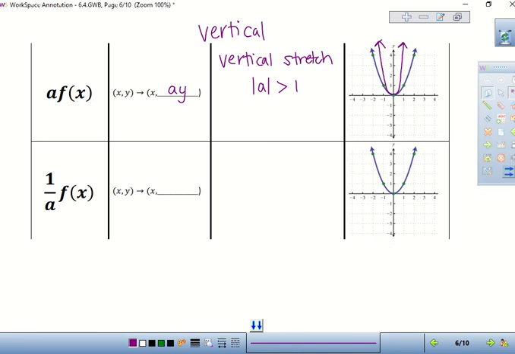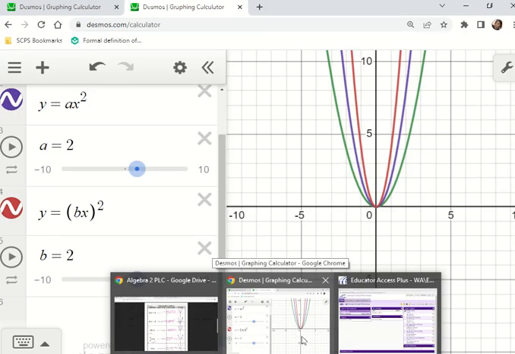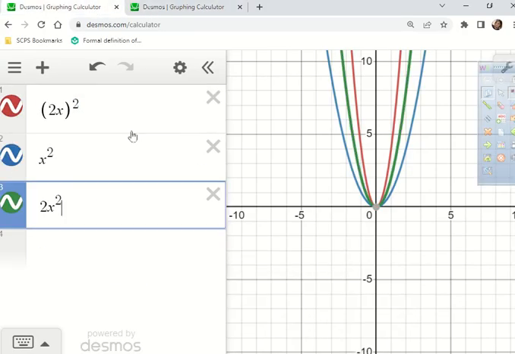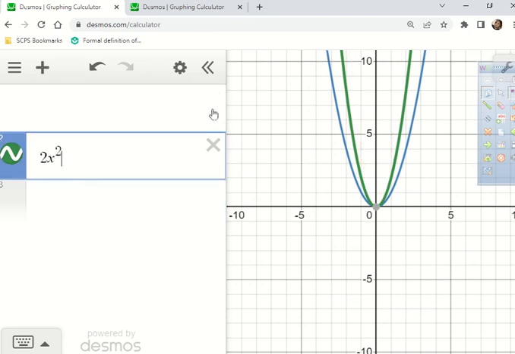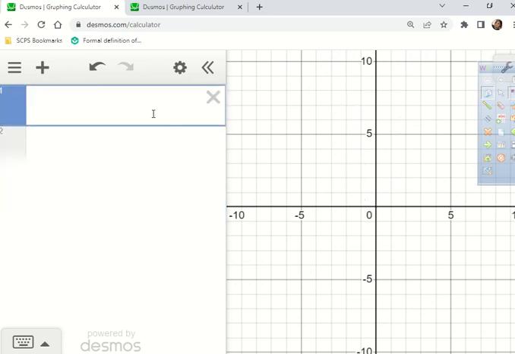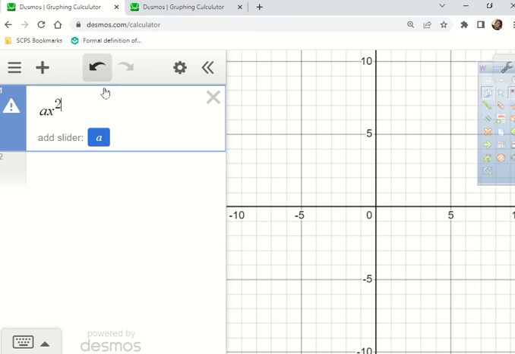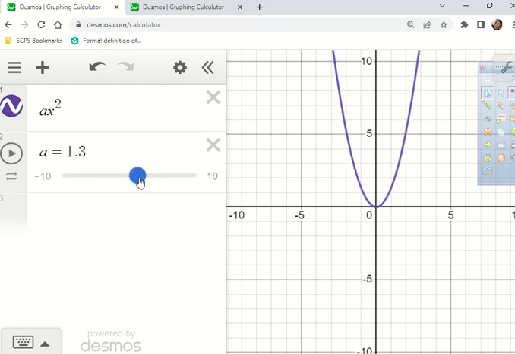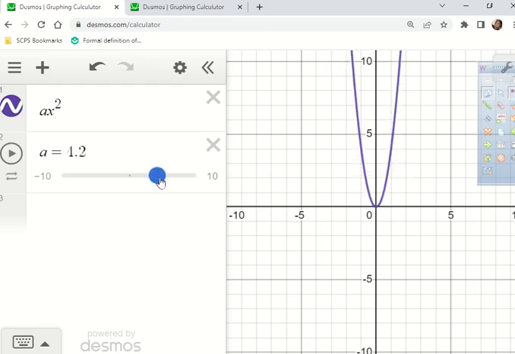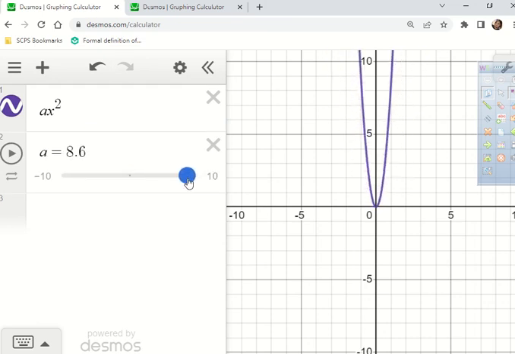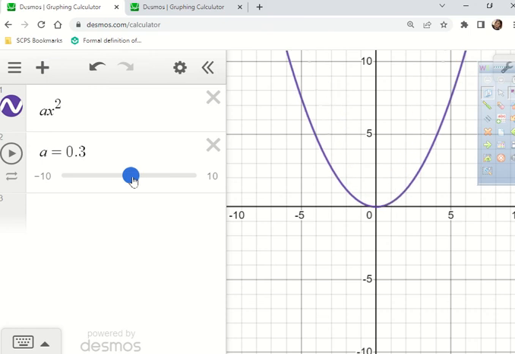So I do have a little Desmos thing I can kind of show you guys. That one's not the one we want to look at. On Desmos, this is what it would look like. This is the quadratic. You can add a slider, and if a is greater than 1, see how it stretches it out vertically? But if a is somewhere between 0 and 1, it compresses it. So that's the next one we're going to look at.